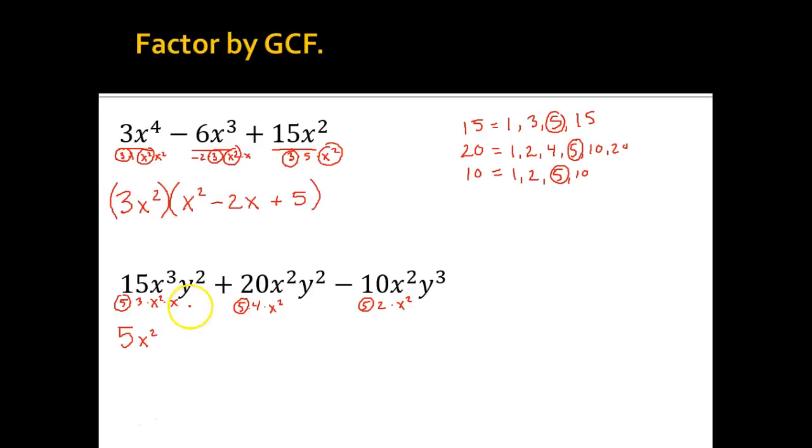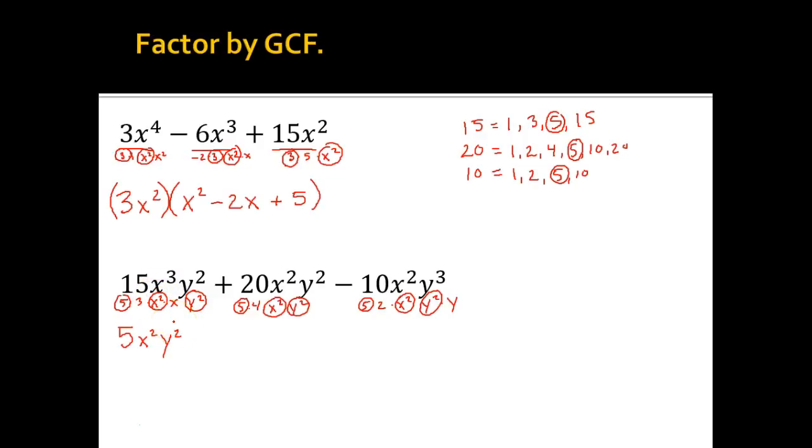And we'll do the same thing with the y's. Y squared, y cubed. So y squared is the lowest number of y's in any of these. So we document that. Y squared times y is y cubed. And the common factors are the x squared, the y squared, and the 5. So I'm circling those just to be really explicit, very clear with myself.